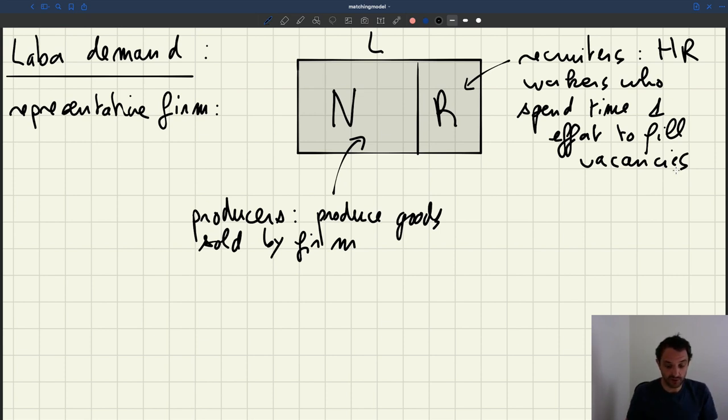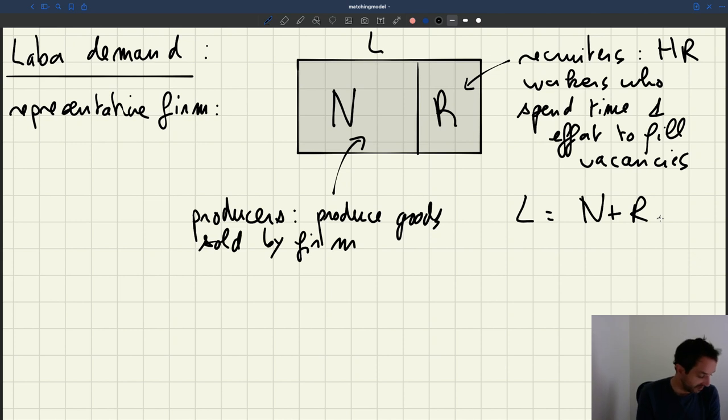And so to capture that cost, which is going to actually play an important role all the way from the description of the model to the policy prescriptions that come out of the model, we need to have these recruiters that are here. So firms have two types of workers. And of course, this all adds up to the total number of workers. So the total number of workers is the number of recruiters plus the number of producers, obviously.